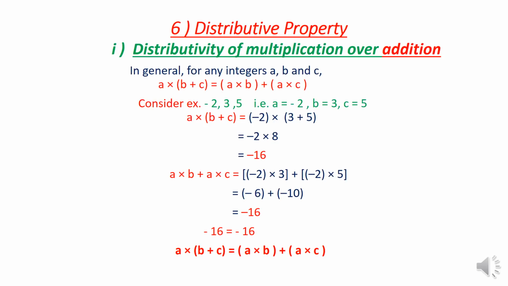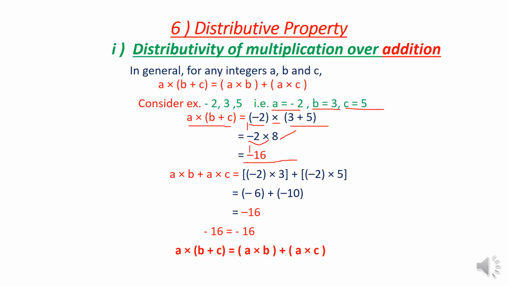So, consider the example minus 2, 3 and 5. A will become minus 2, B will become 3 and C will become 5. So, this is the first part, A multiplied by (B plus C). This will become minus 2 multiplied by (3 plus 5). So, 3 plus 5 you will get 8, and minus 2 remains as it is. Now, minus multiplied by plus, this will become minus. 2 multiplied by 8 is 16. So, finally we will get minus 16.